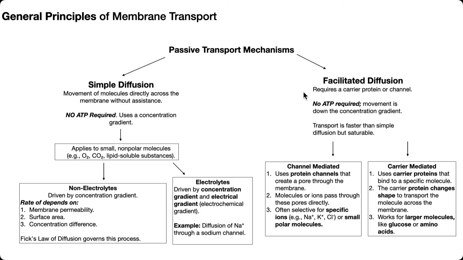All right, so again, here we're going to be talking about the different specific passive transport mechanisms. We can divide it up into two different types of passive transport mechanisms. Now, remember that this is going to require no ATP or no energy, and we're moving from high concentration to low concentration. Simple diffusion is just going to be where we're going to move molecules directly across that membrane.